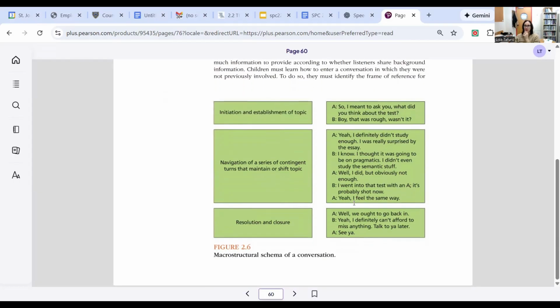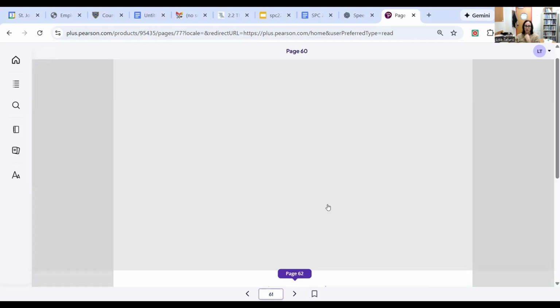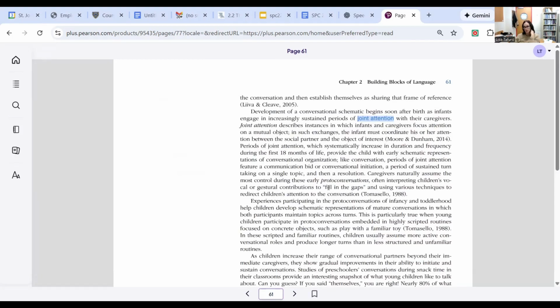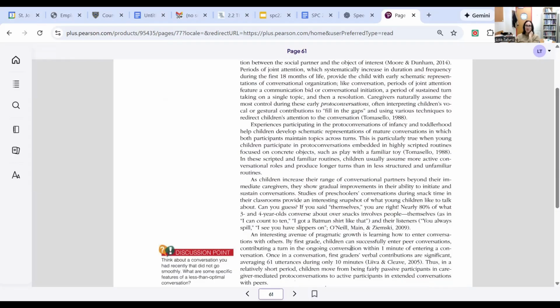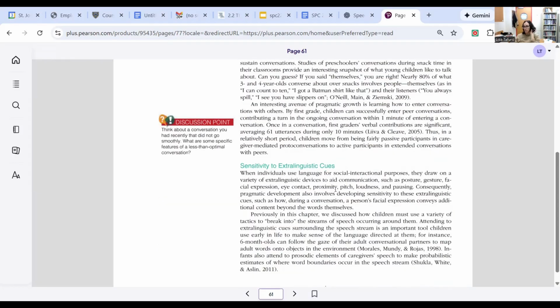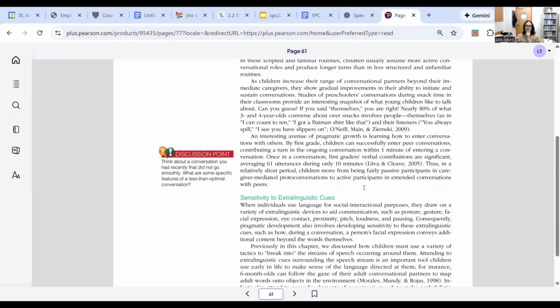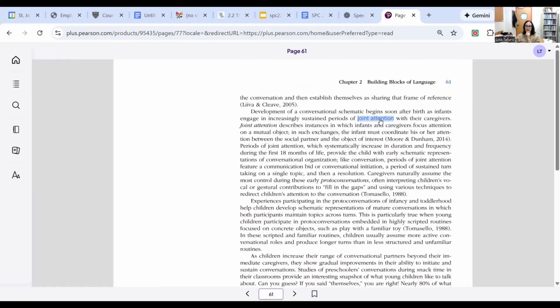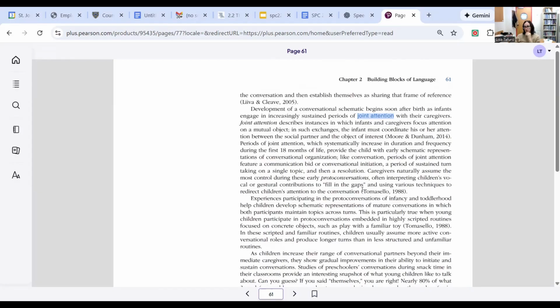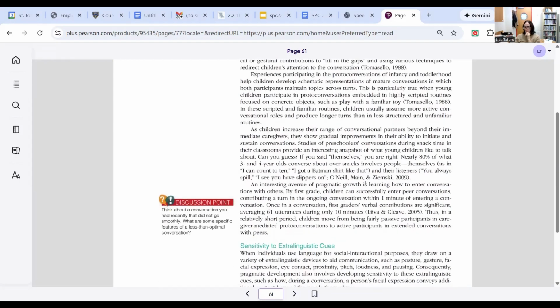So these are all aspects that young children are able to do on a macro structural, right, level in terms of conversation. And it's important that you're aware of those. All right, and here we have, again, some other examples. And you should read about joint attention. It's a very, very important part of a conversational schema, and it's where it all starts.